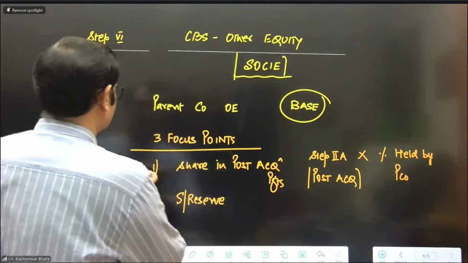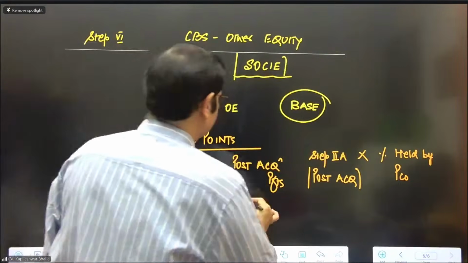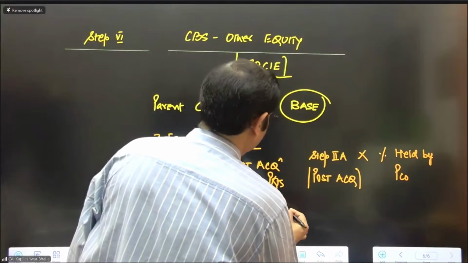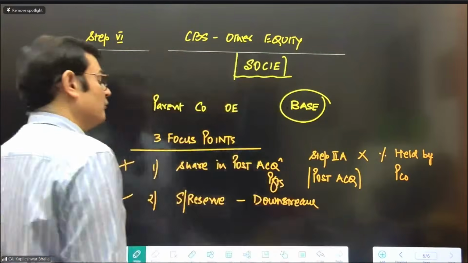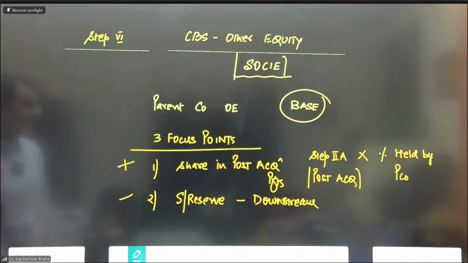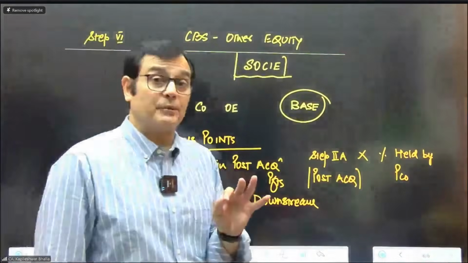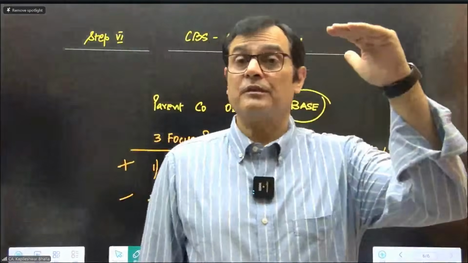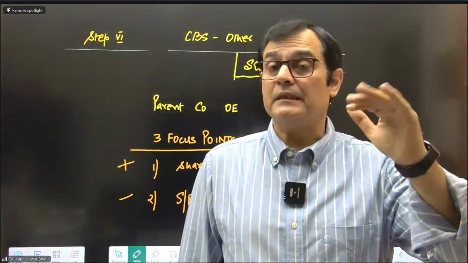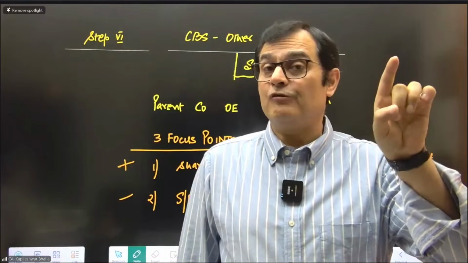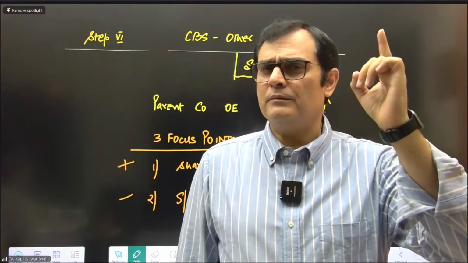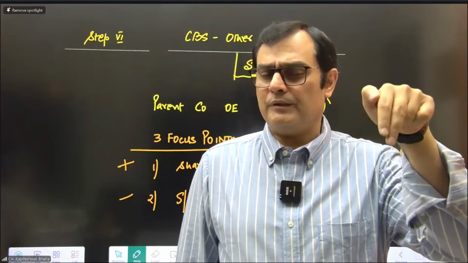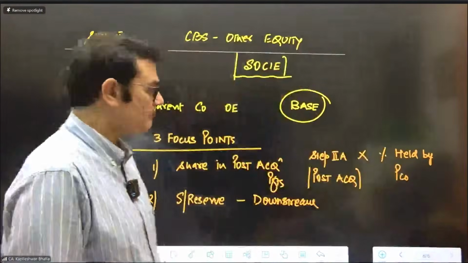And this reduction of the stock reserve is what is downstream in nature. You've already taken the upstream as a part of step number 2A. So when it is downstream, the profits are made by the parent. So there is a need to eliminate that from step number 6. So your mind should be clear. If it is upstream, step 2A. If it is downstream, step number 6.